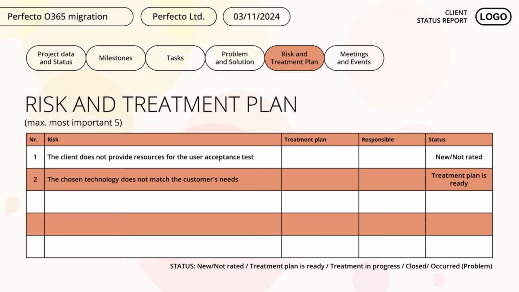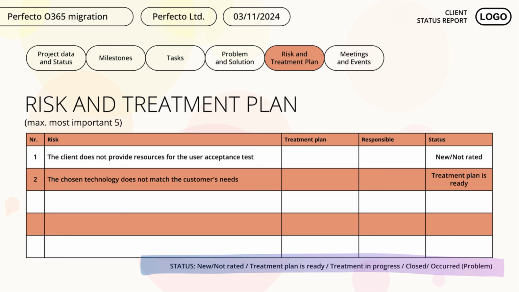Okay, let's see the risk statuses. New or not rated. If a risk is new or the mitigation plan is still under development, it receives the new or not rated status. At the status meeting, we need to agree on the next steps.